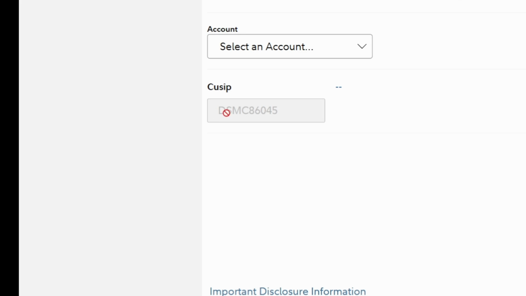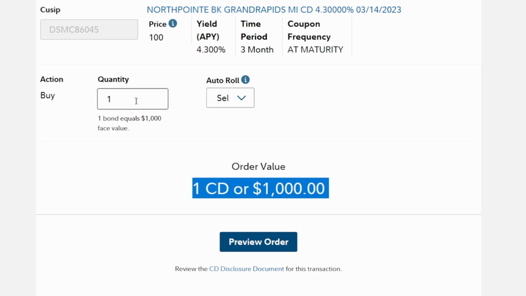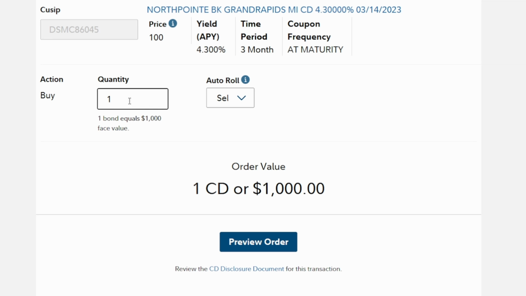So let's see. Click buy, right? Select your account up top on the pull down menu. Quantity, one bond or one amount equals $1,000 face. So price is 100. So if you put one, you're really putting $1,000 worth of CD. And it's really good that this thing pops up so you know what you're doing, because other brokerages don't have that. And you can put in thinking that you want to buy $1,000 worth of a CD, and you're really putting in $1 million.